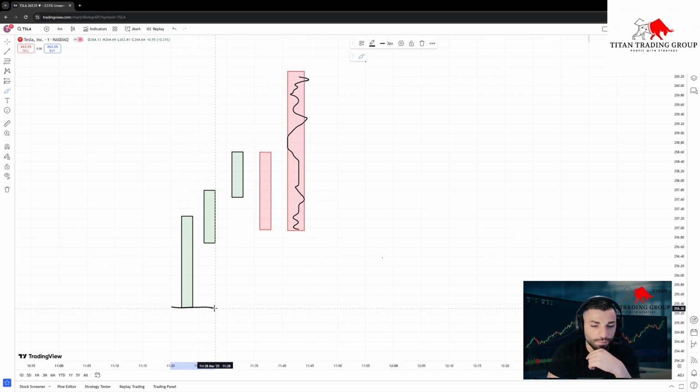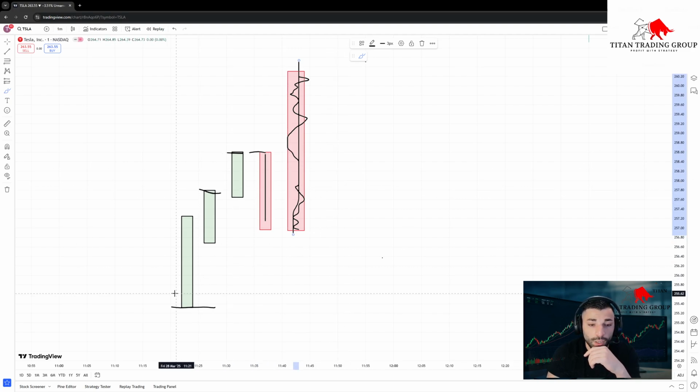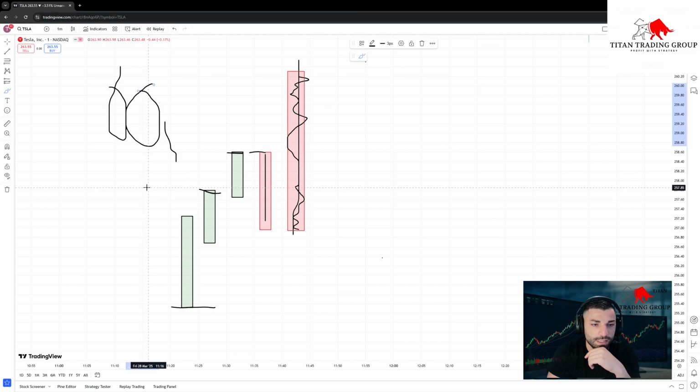at 255, made a high, next candle opened, made a low, and then made another high, made another high, and now we're getting into some resistance. Stock went down, and we broke the highs again. Okay. Let's say each candle represents 60 seconds. Each candle represents 60 seconds.